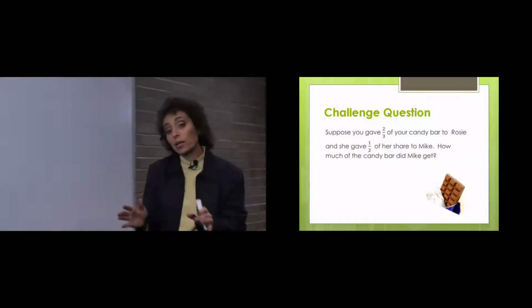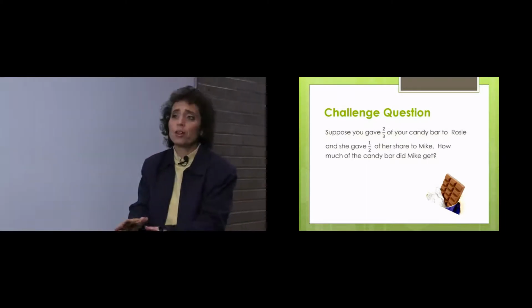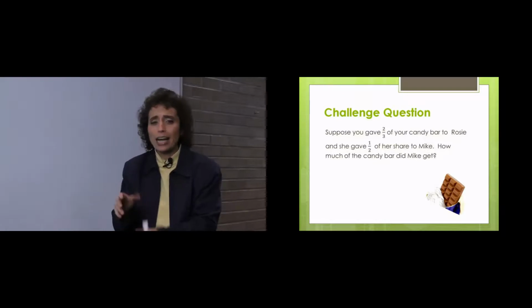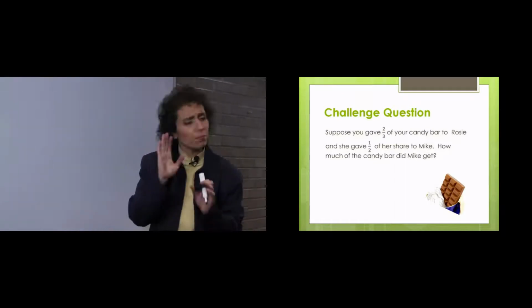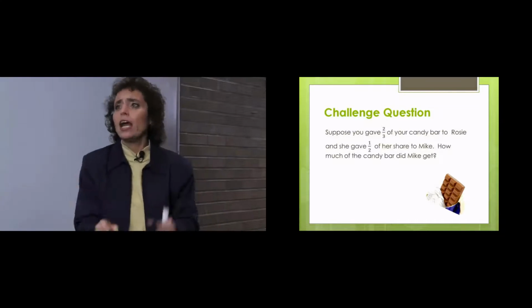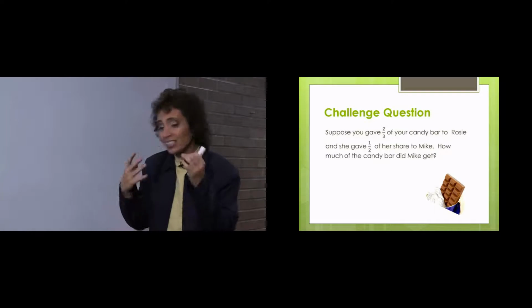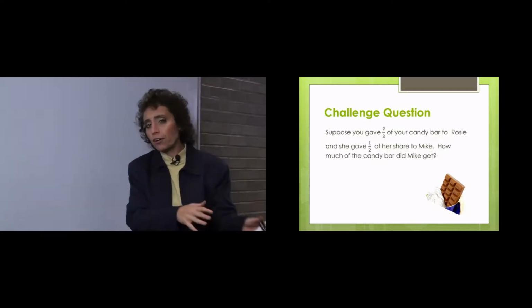All right, suppose you have this candy bar. I know you don't want to give the candy bar away, but suppose you gave 2/3 of your candy bar to Rosie, and she gave, I don't think she'd give any candy bar to Mike. But say she gave half of a candy bar to Mike. How much of the candy bar did Mike actually get? Well, to really visualize this and see this happening, let's come over here and I'll show you.